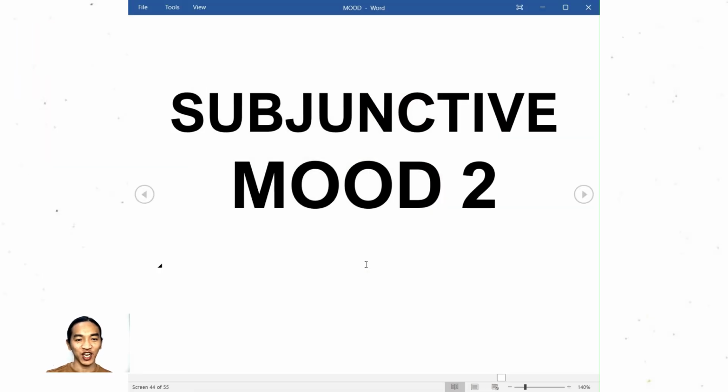Let's go. So, for today's discussion, we will be talking about the second part of the subjunctive mood. From the previous video, we actually studied more on the mandative subjunctive form, where we constructed sentences and understood the rules and construction for different situations. So, this time, we will be talking about more situations involving the subjunctive mood.